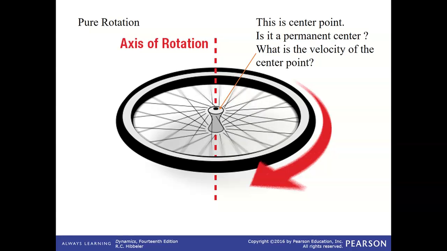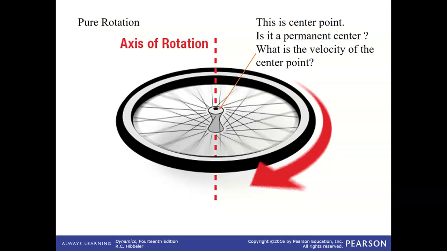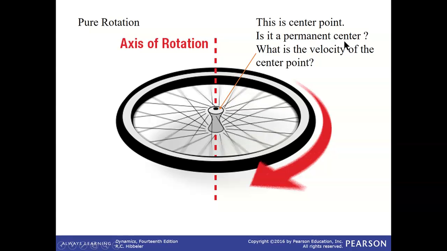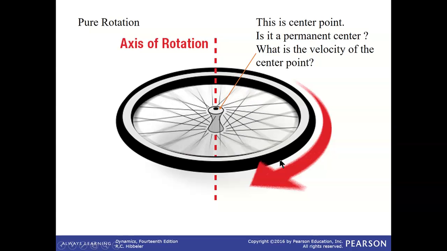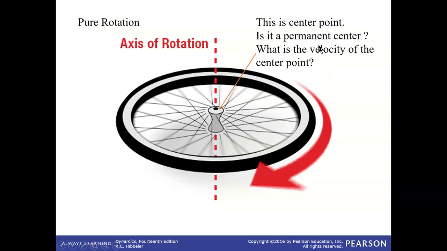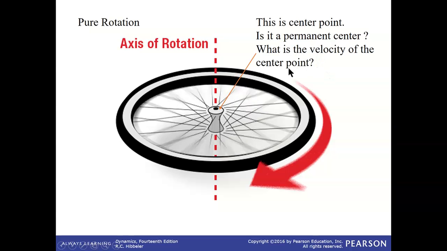Let's look at this question. You can follow my cursor. This center point is the center point of the wheel. Is it a permanent center point? That means if the wheel keeps on rotating in this position, will this center point change its position? And what is the velocity of the center point? You can pause the video for now and think about the answer before I give you the answers.